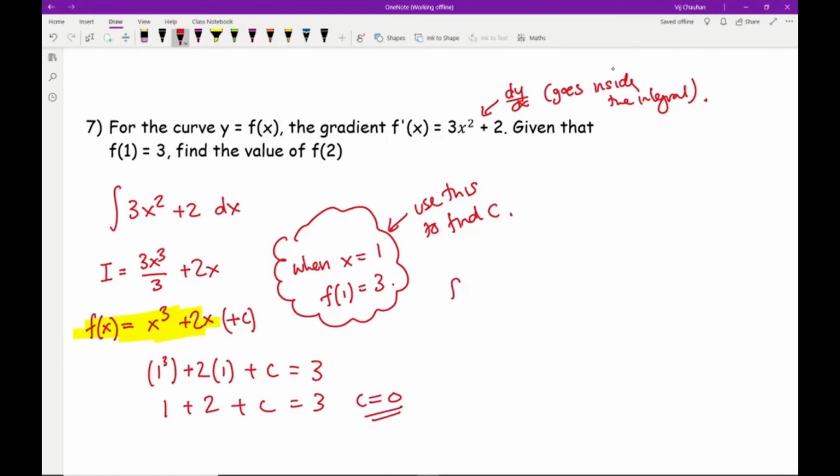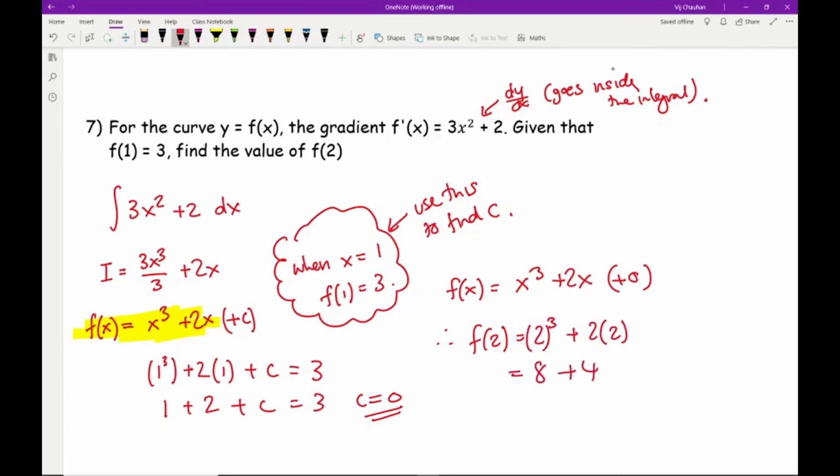So f of x equals x cubed plus 2x plus 0, which I don't really need to write, but if that did include a number then that's fine. So therefore f of 2 is where I substitute 2 into this, so it's going to be 2 cubed plus 2 lots of 2, which gives me 8 plus 4, a final answer of 12.